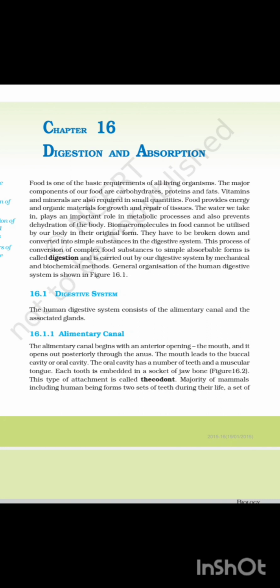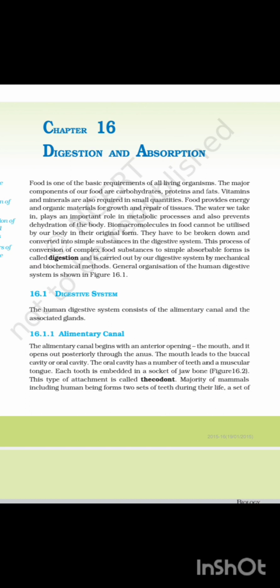General organization of the human digestive system is shown in figure 16.1. 16.1 Digestive system. The human digestive system consists of the alimentary canal and the associated glands. 16.1.1 Alimentary canal. The alimentary canal begins with an anterior opening, the mouth, and it opens out posteriorly through the anus. The mouth leads to the buccal cavity or oral cavity.